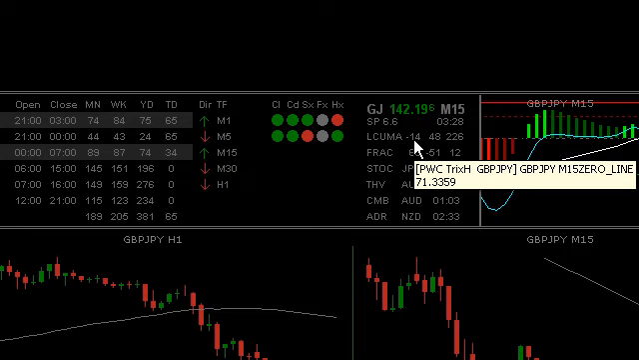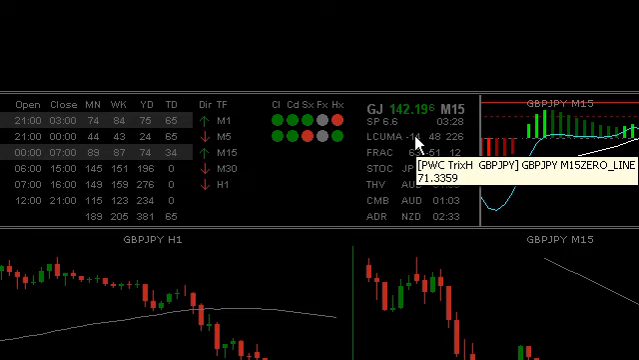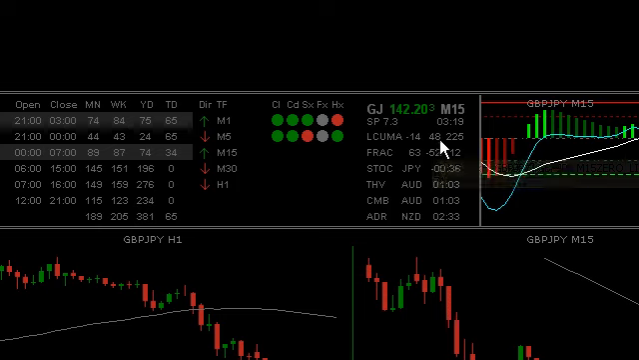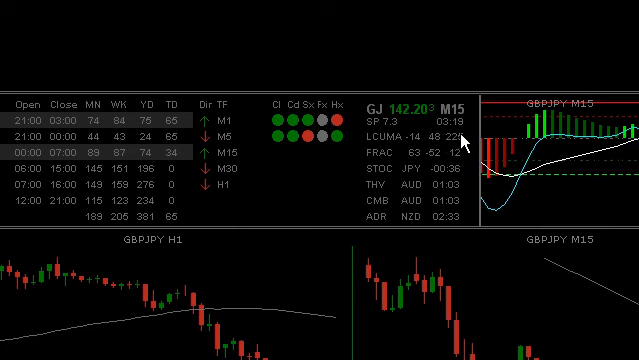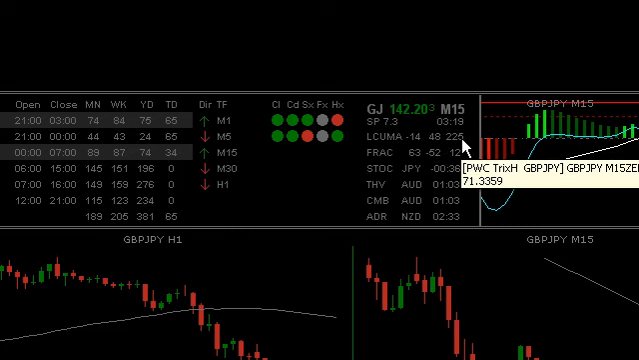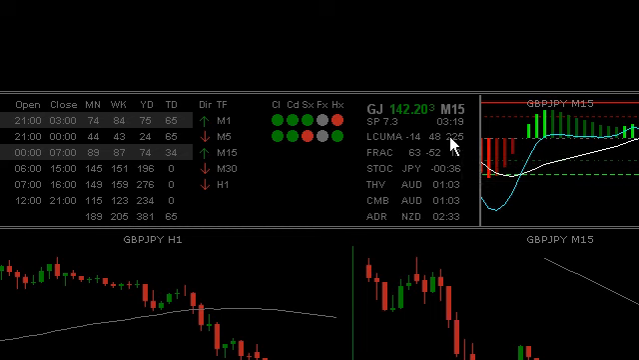So for now, what you need to know is that this one on the left is the distance of price action on our lower time frame, which in this case is the M5. And this is the distance on the current time frame. In this case, we're on M15, and this is the distance to the higher time frame, which is the H1.